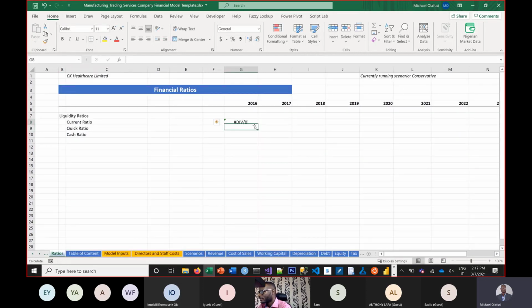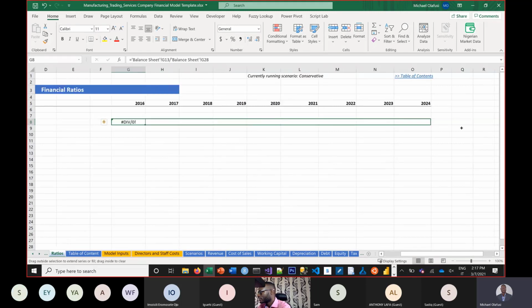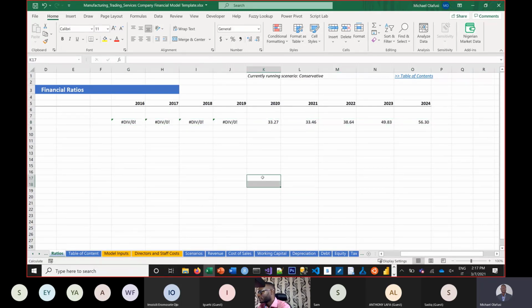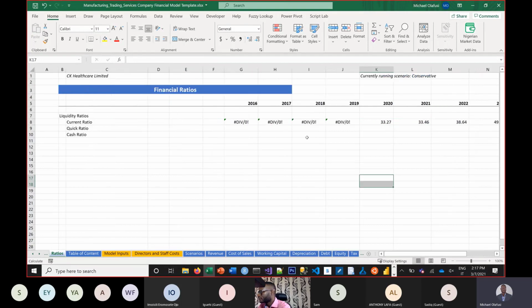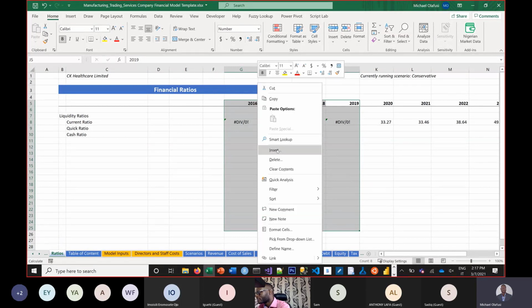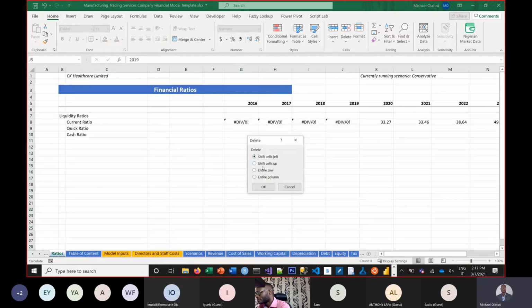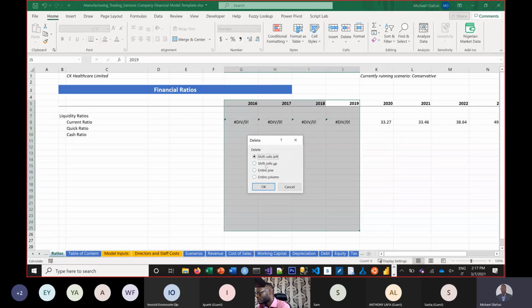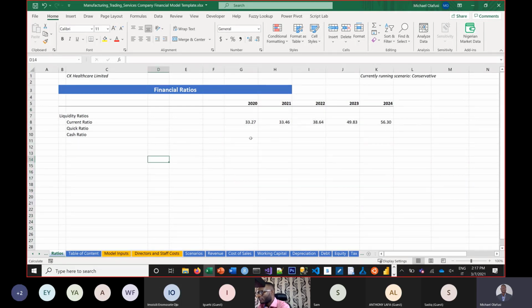For the years that we have nothing, it's going to show div by 0. But you will notice that as we go further to years that have values, it shows the value. So that people will not get confused by the meaning of the div by 0 happening there, I'm going to delete that part. Shift cells left. Good. So I will just ignore the years that have no value.